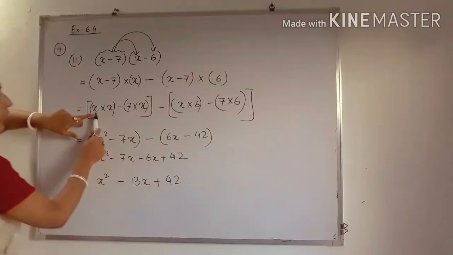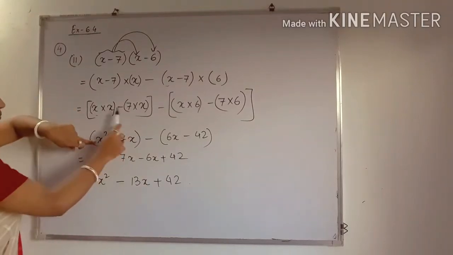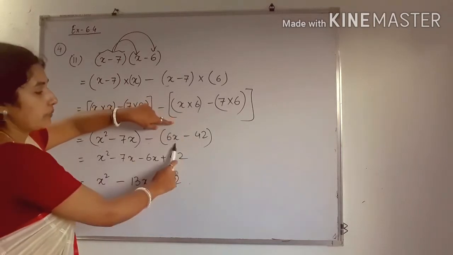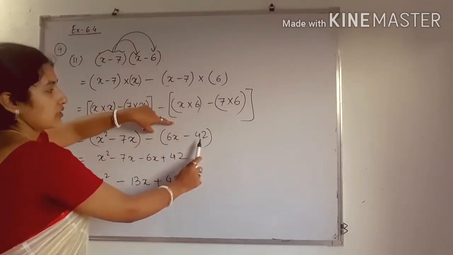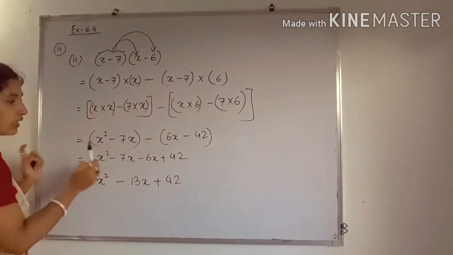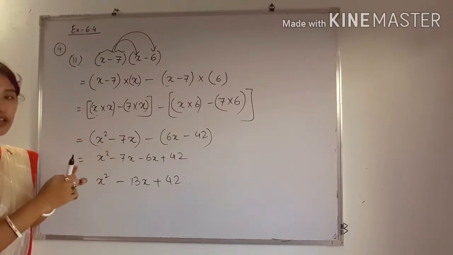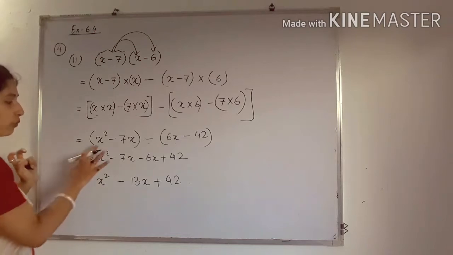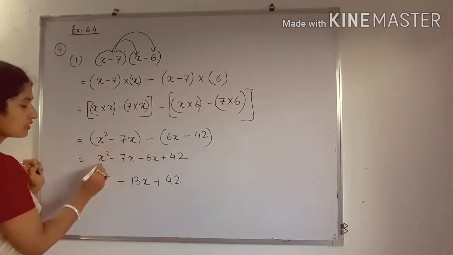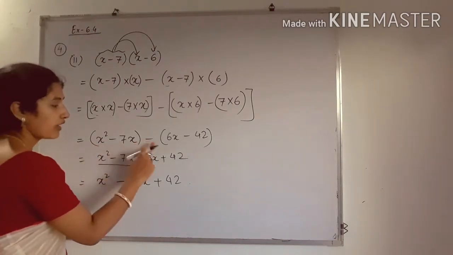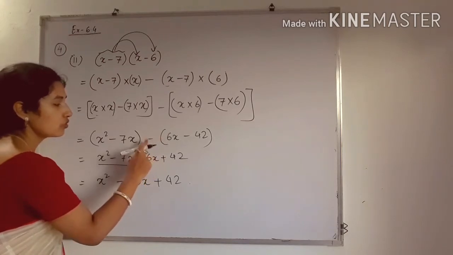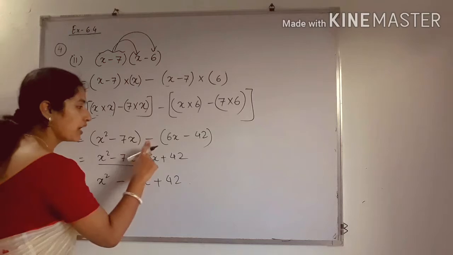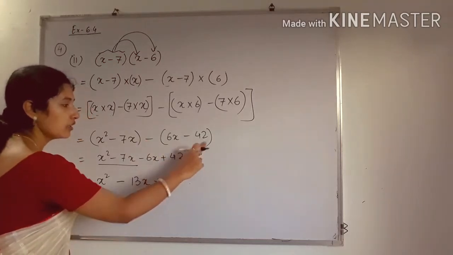So see here, x into x will be x square, minus 7 into x will be 7x, minus x into 6 will be 6x, then minus 7 into 6 will be 42. So finally, after doing the multiplication part, we have to open all the brackets. After opening the brackets, we get x square minus 7x, this will remain same, then this is minus, and here it is plus. You know that minus plus will be minus, so this is minus 6x. Again minus minus will be plus, so plus 42.